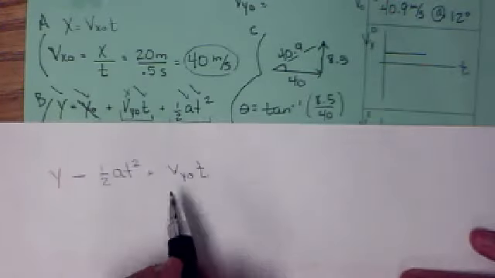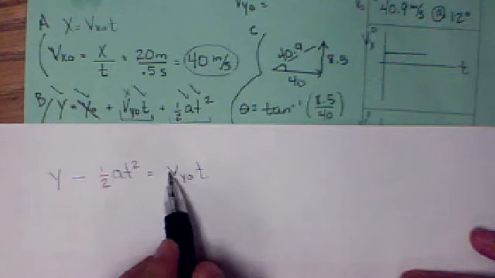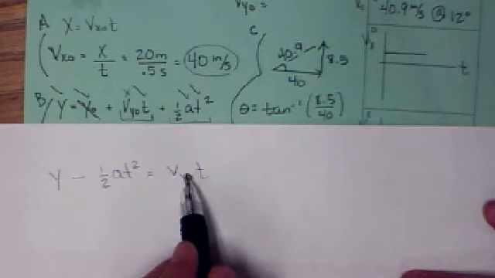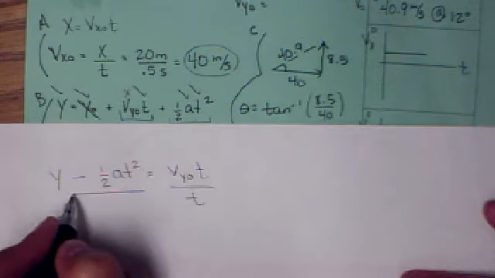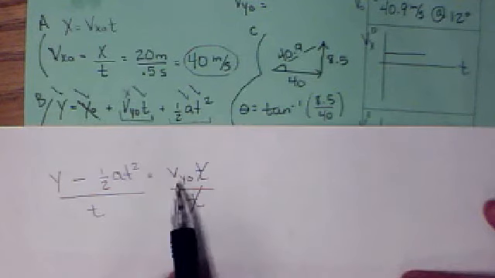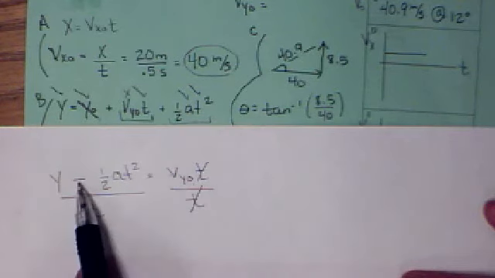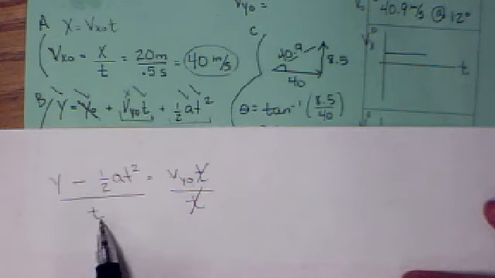Okay? Now I want to get Vy naught by itself. I want to get the initial vertical velocity by itself now. I only have multiplication, so the opposite of multiplication here is division. So I'll divide both sides by t. So now I have that Vy naught is equal to y minus 1/2 at squared, all divided by t.